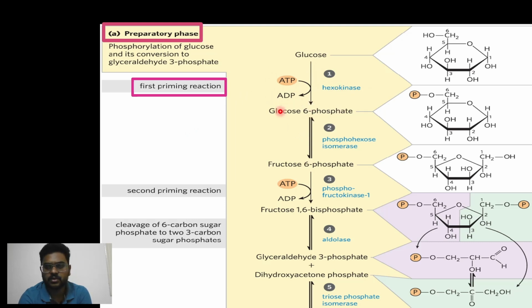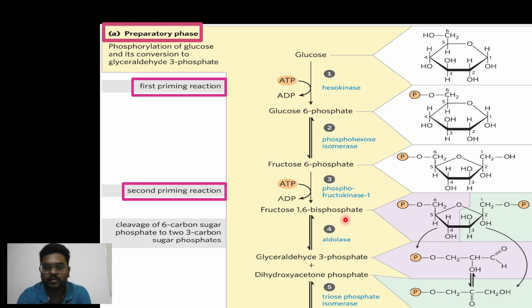Then glucose 6-phosphate is converted to fructose 6-phosphate by an isomerase enzyme. Then the next priming reaction happens, the second priming reaction, where ATP is utilized and the enzyme is phosphofructokinase 1, and it forms fructose 1,6-bisphosphate.